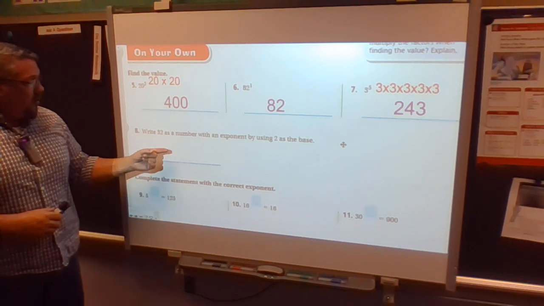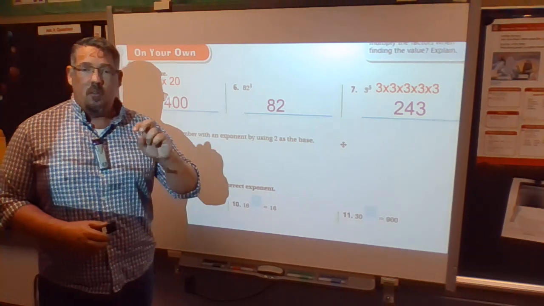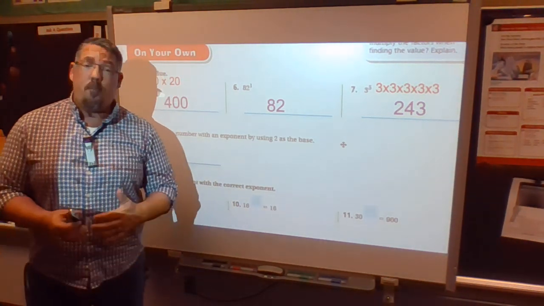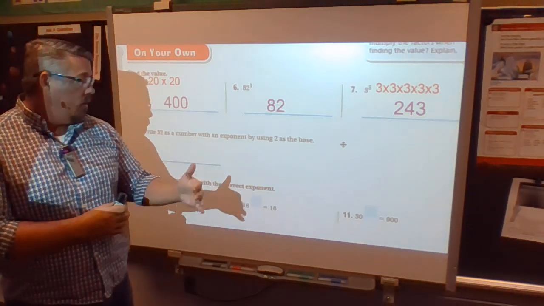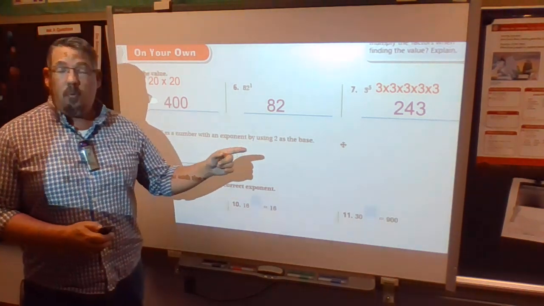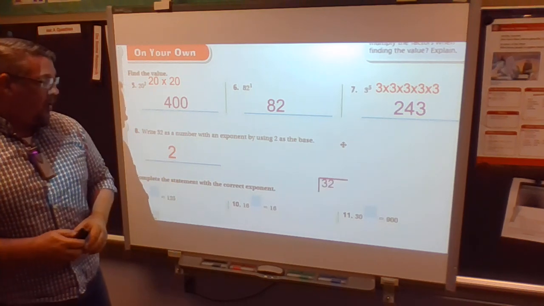This says write 32 as a number with an exponent by using 2 as the base. So if I use my prime factorization, where I do my division box until I don't have anything left over, I know I have 32 as my value, and I'm going to use my prime factor of 2 until I run out. Then I should be good to go.